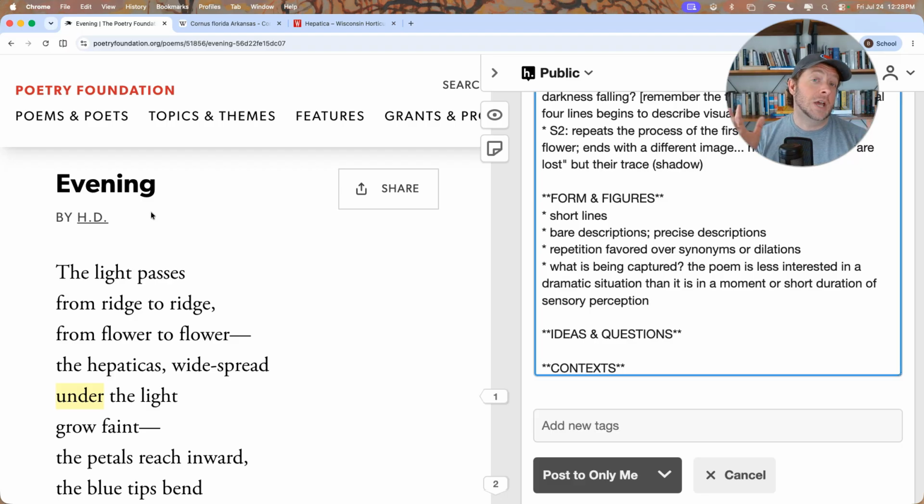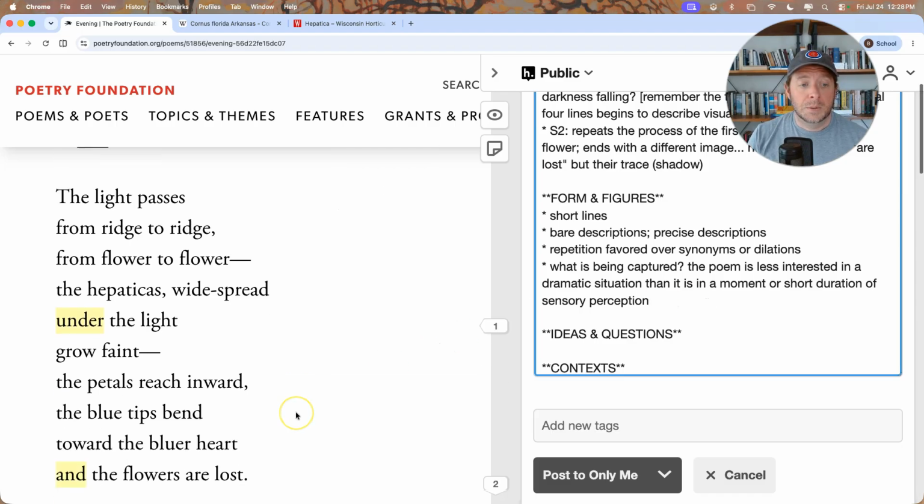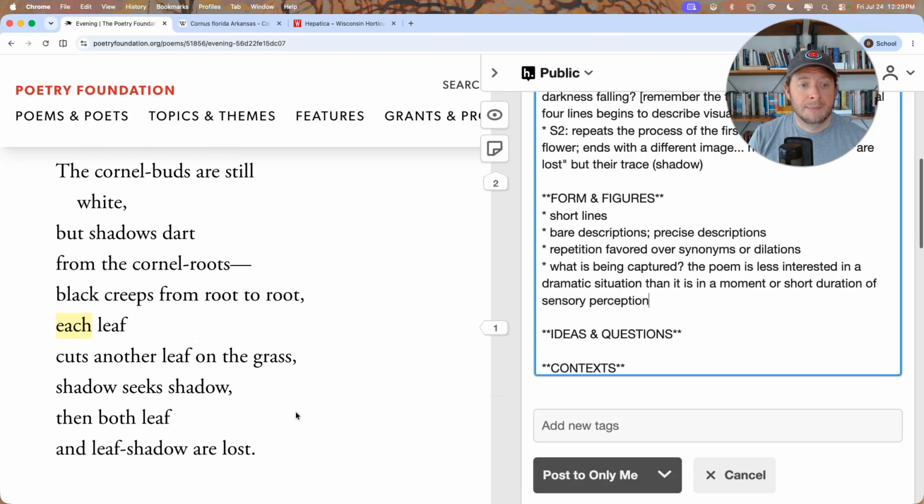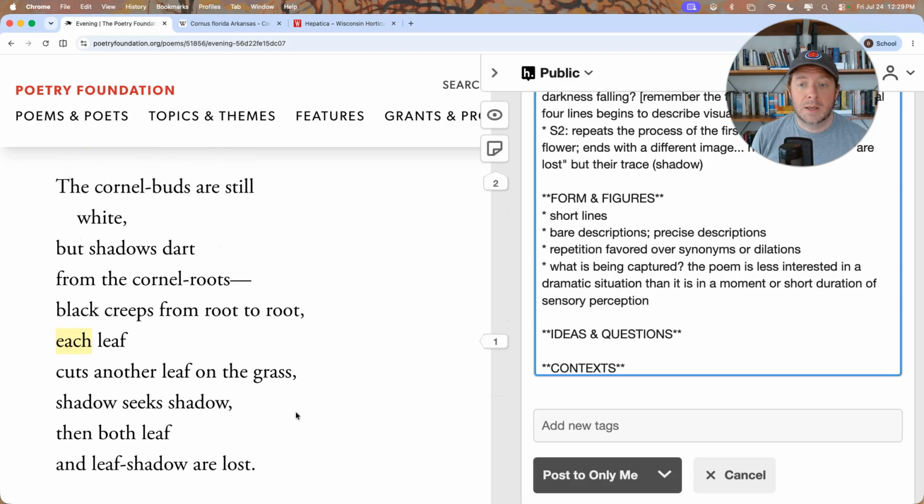Now, of course, it's not a general sense. It's tied to odd particulars, which we'll get to in just a moment. Okay, so what I'm saying is the short lines, bare descriptions, precise descriptions, the favoring of repetition, all of that I think is pointing us in a direction that I'm trying to articulate here. There's a link between those two things that has something to do with what we might call the poem's form. Okay, what else might we say?